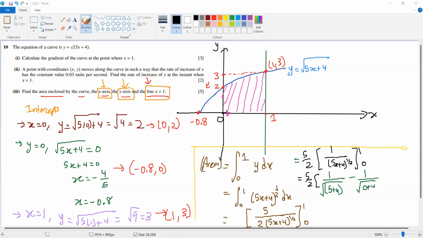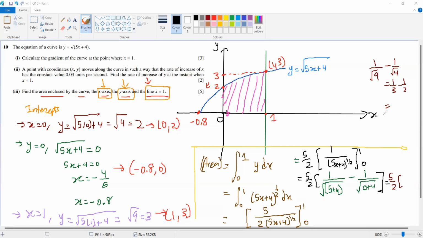So it becomes clearer that these are special numbers, a bit easier to calculate, which is good. These are definite integrals, so there's no constant because the constant cancels out. So 5 over 2, this is 1 over root 9, minus 1 over root 4, which will become 1 over 3 minus 1 over 2. And what is 1 over 3 minus 1 over 2? Should be 1 over 6, right? Double checking, negative 1 over 6.